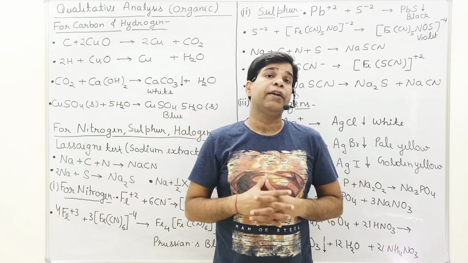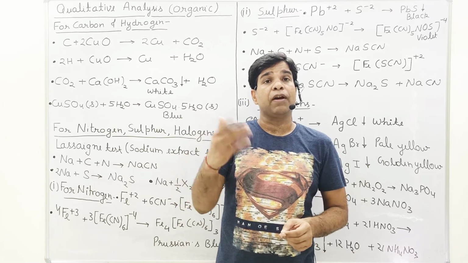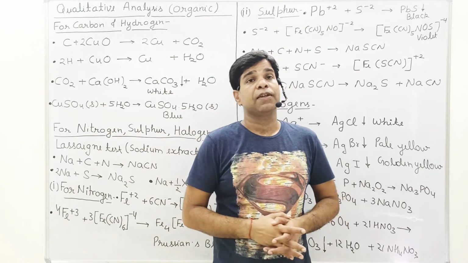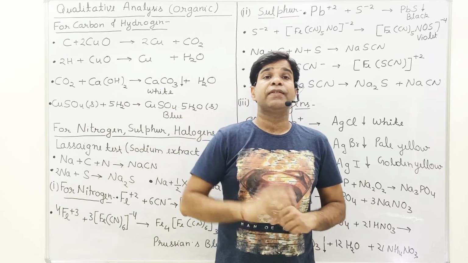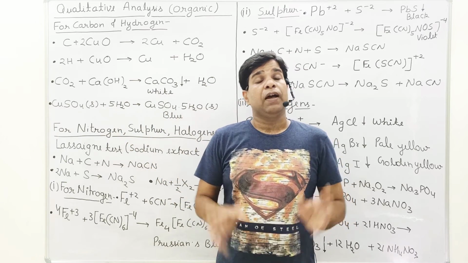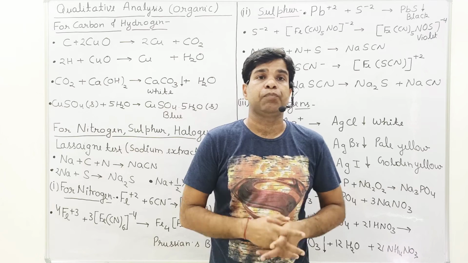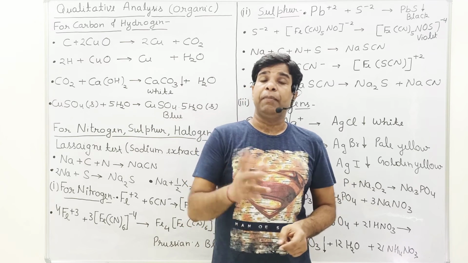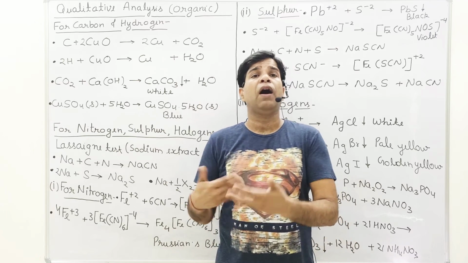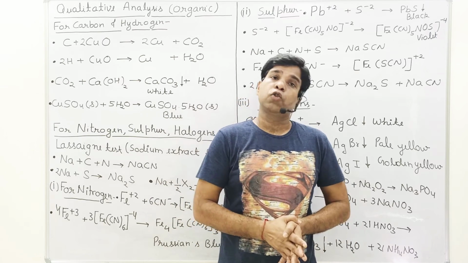Now how to identify this? Whatever gas is coming out from that container, you just pass it through lime water, that is Ca(OH)2. If CO2 is there, it reacts with the lime water and gives CaCO3, and the lime water will become milky. If milkiness appears, it proves that in the given compound we have carbon, which after the reaction converted into CO2.